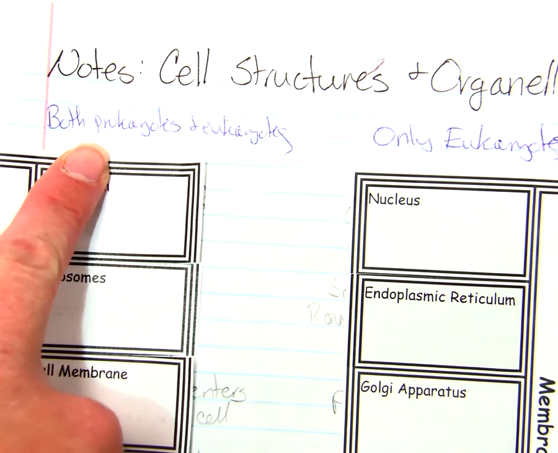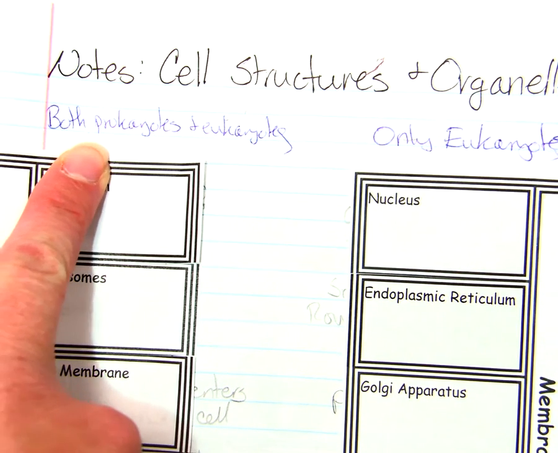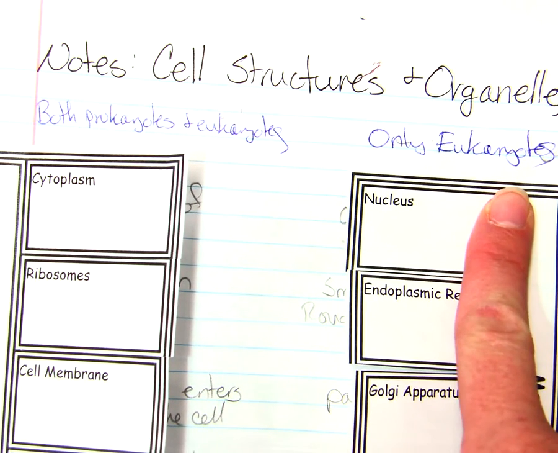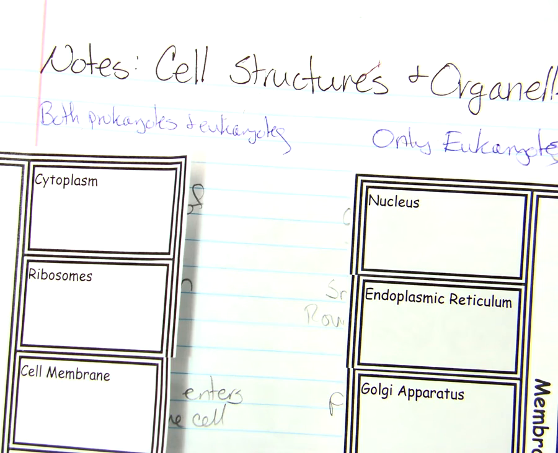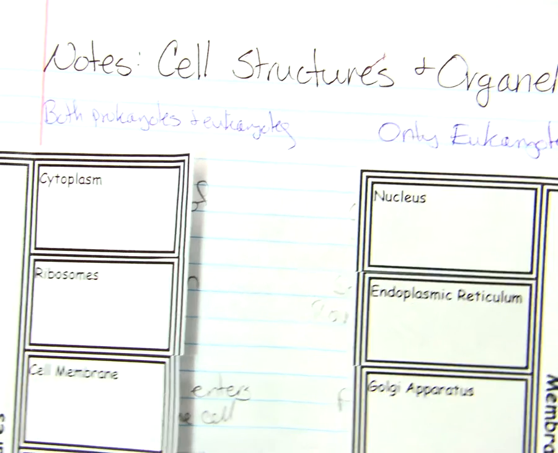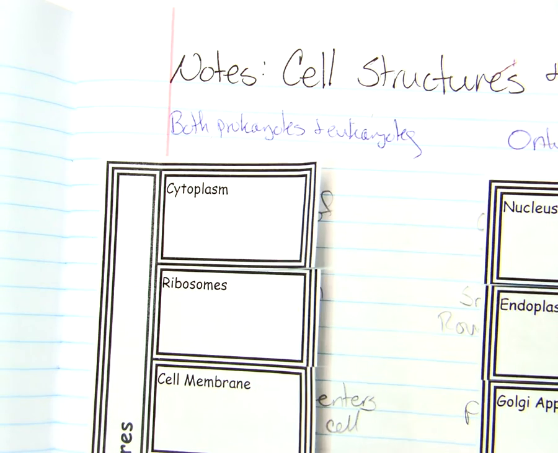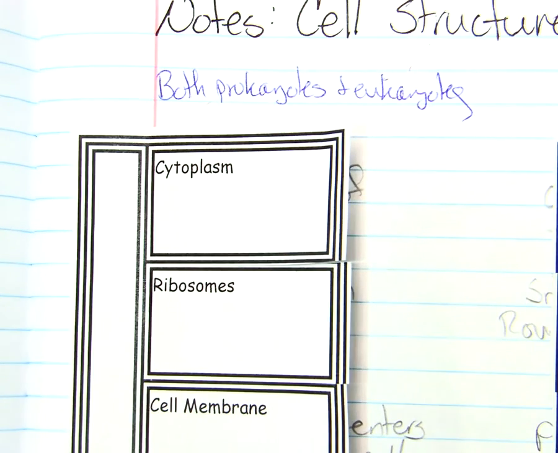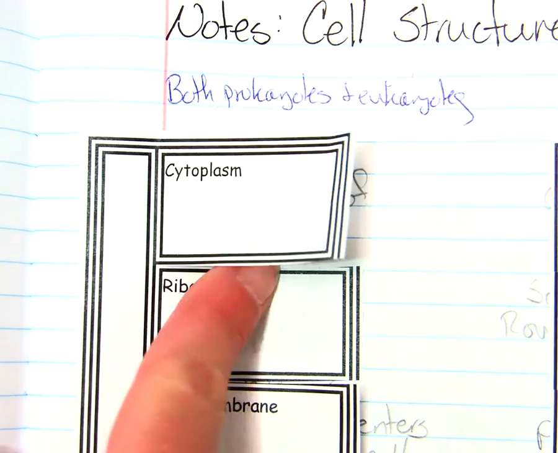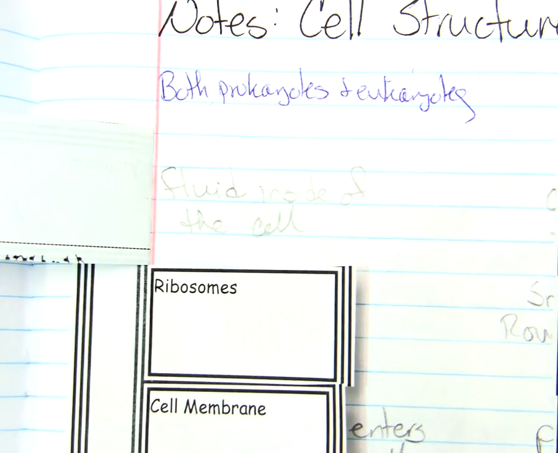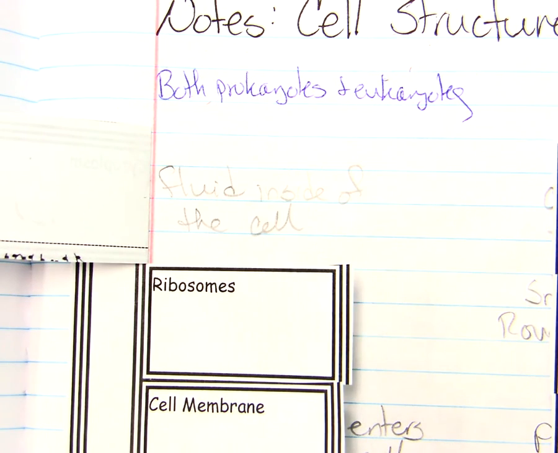Again, cell structures are in both. All of our cells are going to have the cell structures. Only eukaryotes will have the membrane-bound organelles. We're going to look at our structures first. So the cytoplasm is the fluid that is inside of the cell.